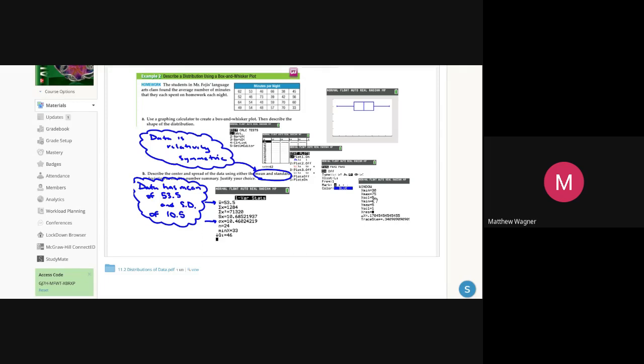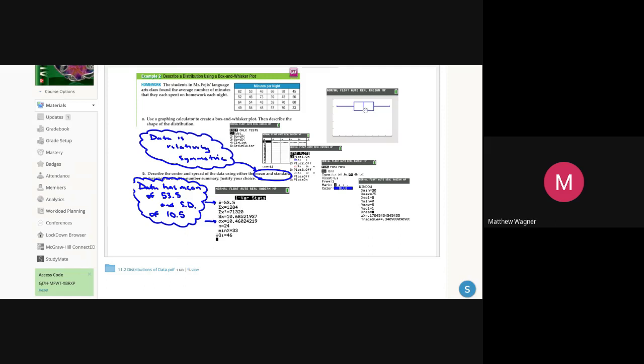The Y scale is not as important on these ones, obviously, because you're looking at those X values. So just make sure your X values fit that window, and then you can hit graph and we'll pull it up. Looking at this one, it's relatively symmetric.